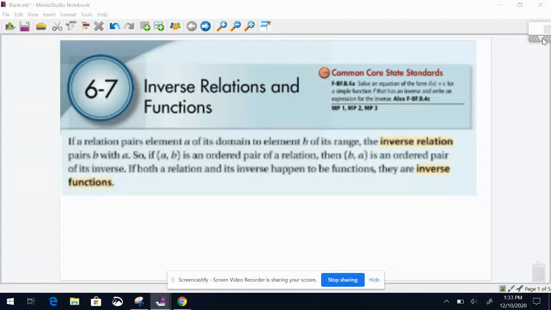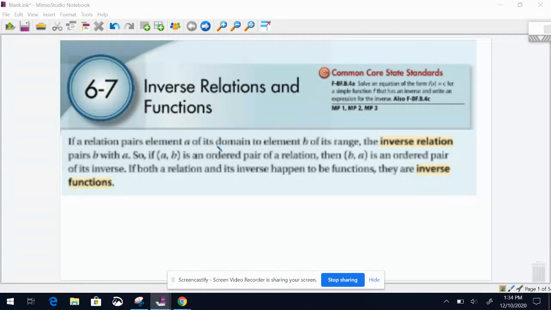So inverse, and again, we've been dealing with inverse operations the entire year. The inverse of addition is subtraction, inverse of multiplication, division, inverse of the square root is squaring something, inverse of cubing something would be taking the cube root of it. So we're going to get into inverse functions.